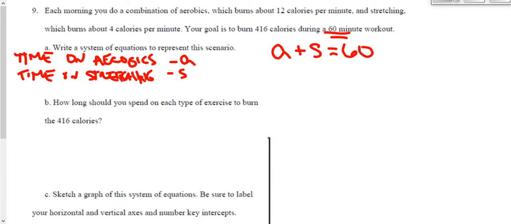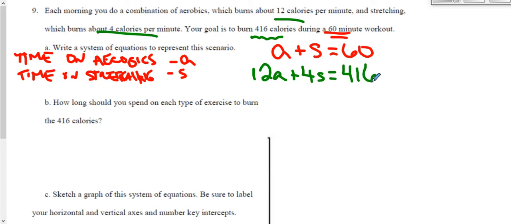Now, my problem's not just about minutes, it's also about calories. So I have to tie each of these variables to how many calories I burn doing them. Depending on how long I spend on aerobics, I burn 12 calories per minute, so 12A. For stretching, each minute I spend stretching burns 4 calories, so 4S. And if I combine those two totals for calories, I should get the total calories for my workout, which is 416 calories.